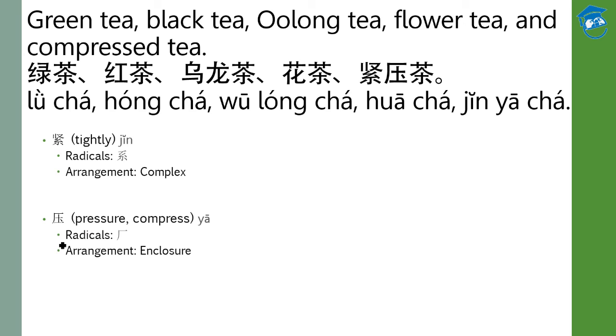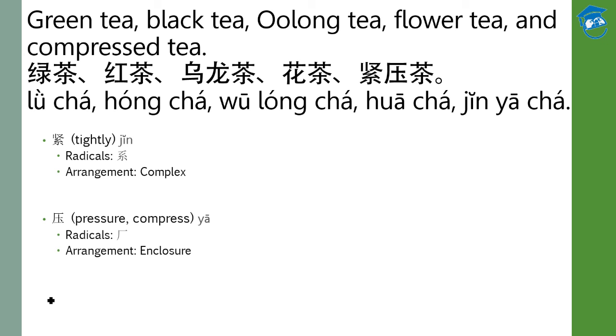The next word is 压. 压 means pressure or to compress. This is the pinyin 压, and the radical is this one. What's wrapping at the top left component here? So the arrangement is enclosure because the radical is wrapping what's inside this one. Let's look at how to write 压. 1 2 3 4 5 6. Okay, 6 strokes for this word.